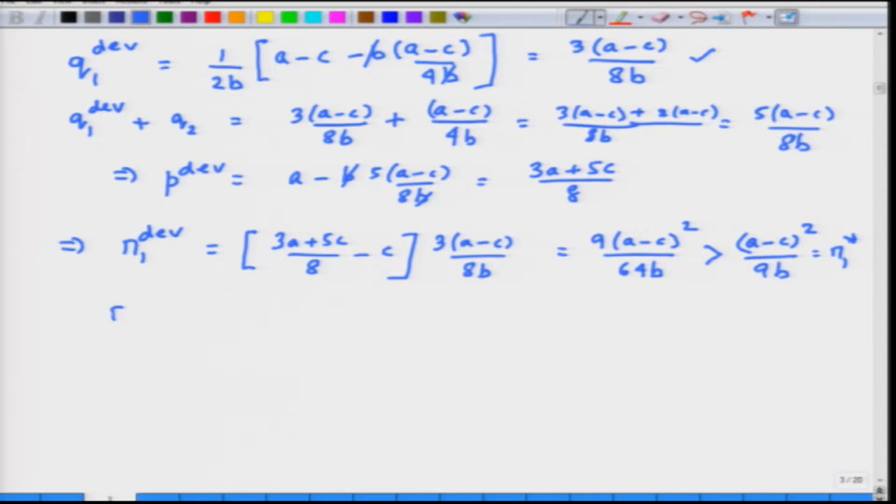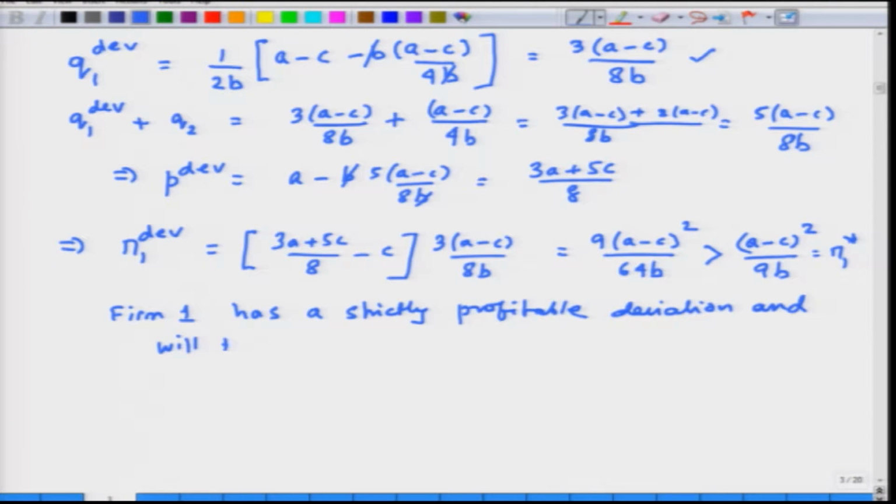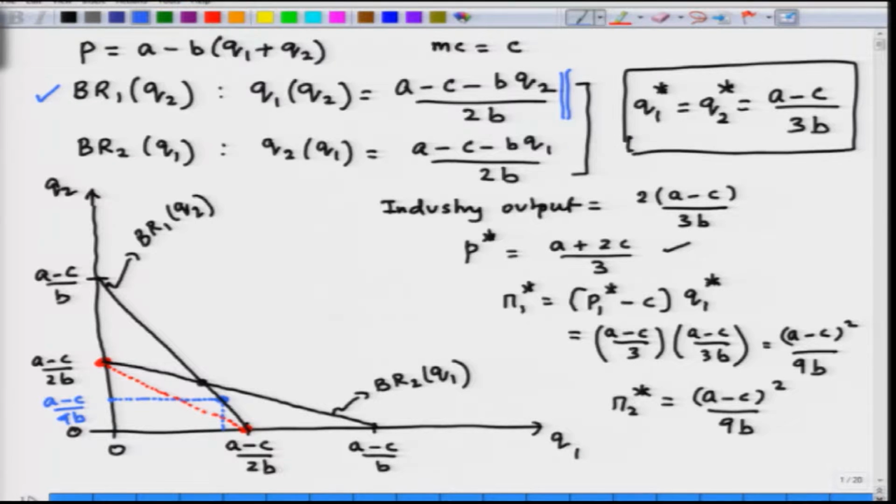So, firm 1 has a strictly profitable deviation and will therefore not produce half of the monopoly output, right. So, even if the two firms agreed and let us say wrote down on a piece of paper saying that, I promise to produce half of the monopoly output and you also will produce half of the monopoly output, even if firm 2 were to honor it, firm 1 will strictly deviate and produce a deviation output.